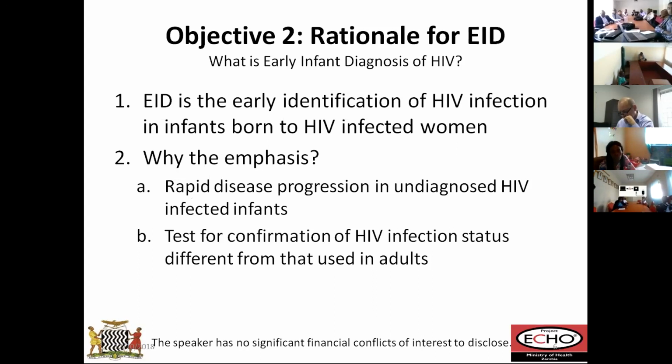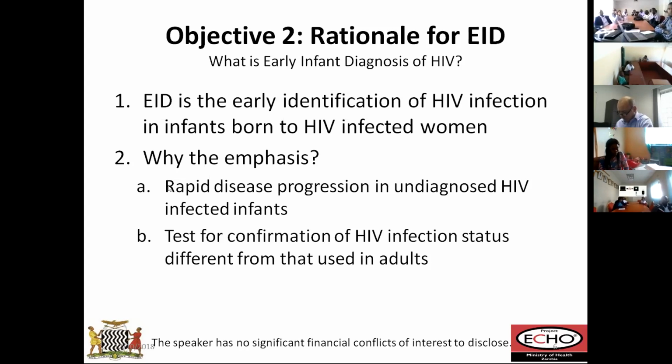So what's the rationale for early infant diagnosis? First of all, early infant diagnosis is the early identification of HIV infection in an infant who's born from an HIV-infected woman. And we talk about early identification because we want to identify HIV infection as soon as possible after the infant has been infected. And the reason we're doing that is because prognosis can be very poor for infants whose HIV infection is not identified and they don't start treatment because we don't know the infection status. So we want to identify HIV infection as early as possible.